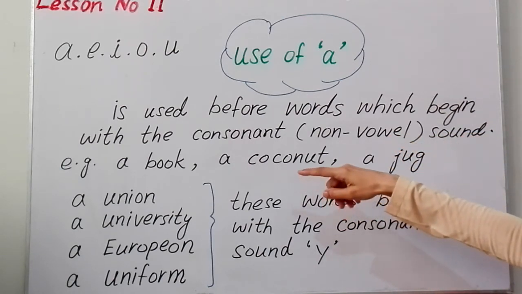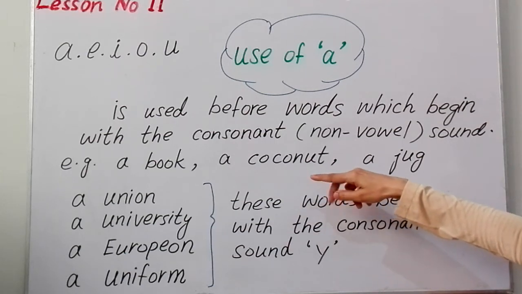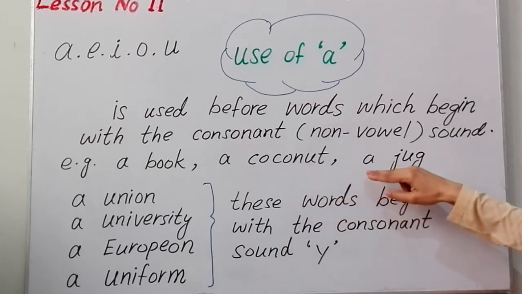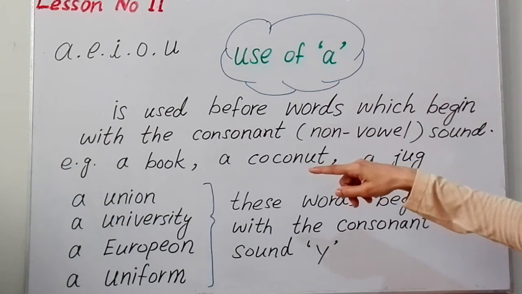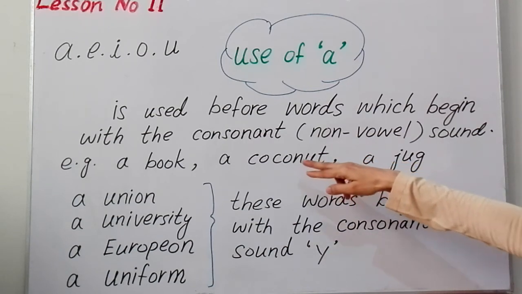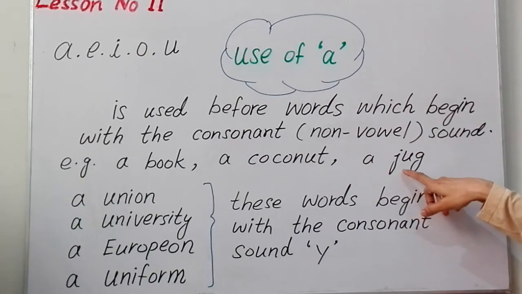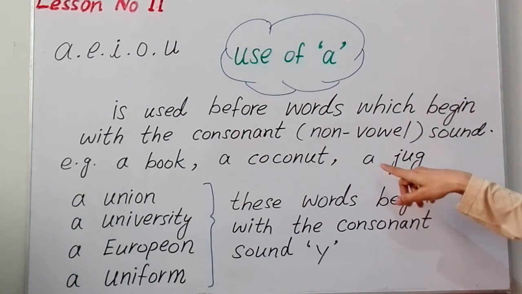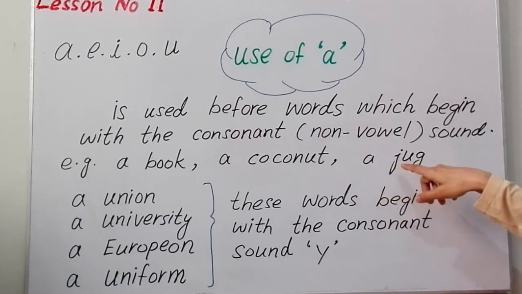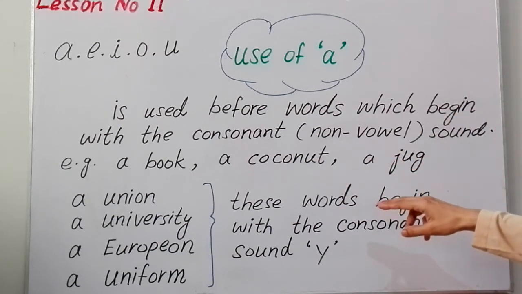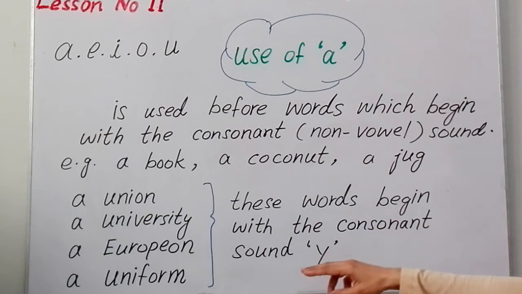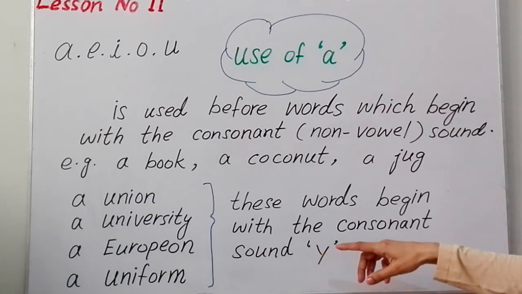Here is an example: a book, a coconut, a jug. See, B in book is a consonant, not a vowel. C is a consonant, not a vowel. J is a consonant, not a vowel. That's why we put "a" here, and they are singular, not plural.